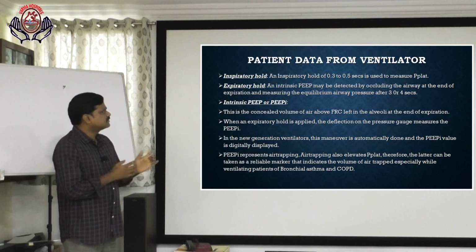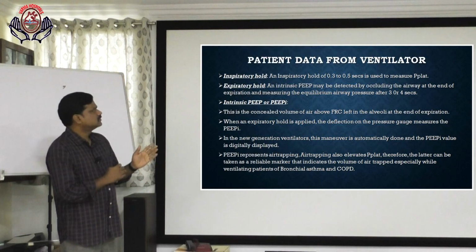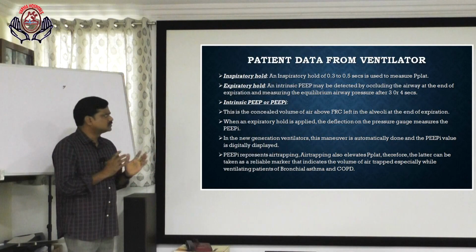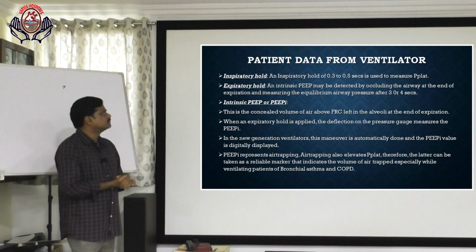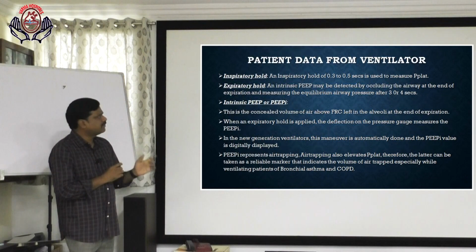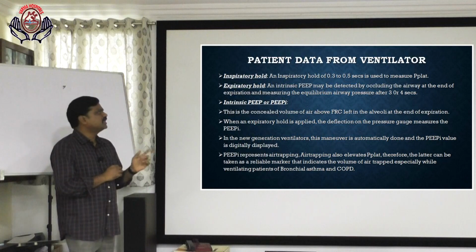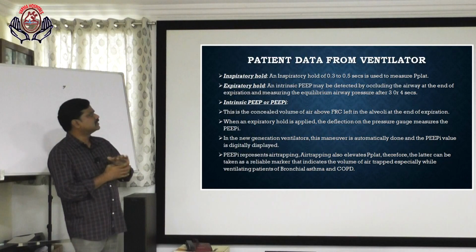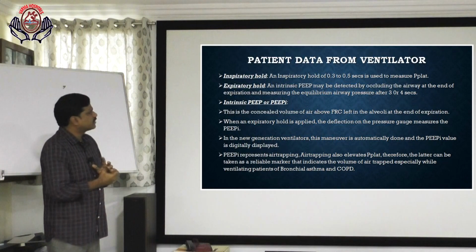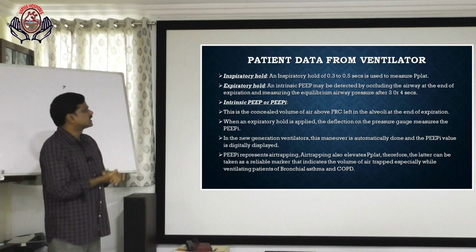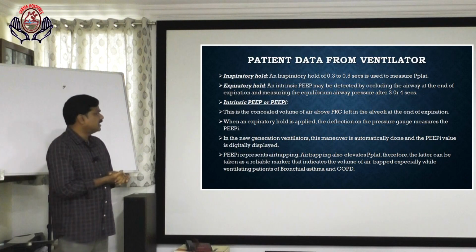Inspiratory hold. An inspiratory hold of 0.3 to 0.5 seconds is used to measure P-plat. Expiratory hold. An intrinsic PEEP may be detected by occluding the airway at the end of expiration and measuring the equilibrium airway pressure after 3 to 4 seconds. Intrinsic PEEP.